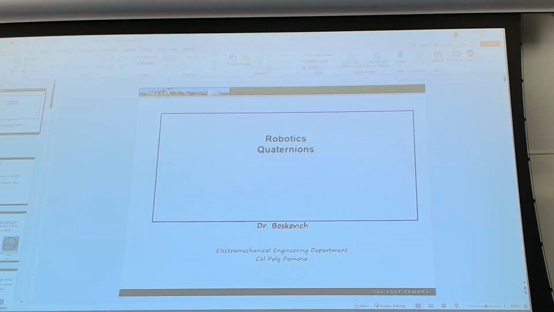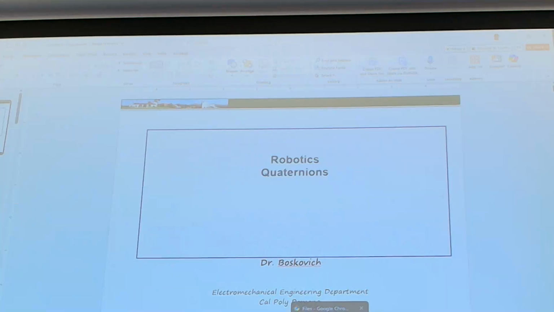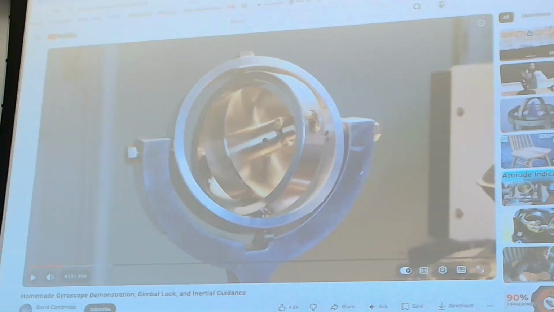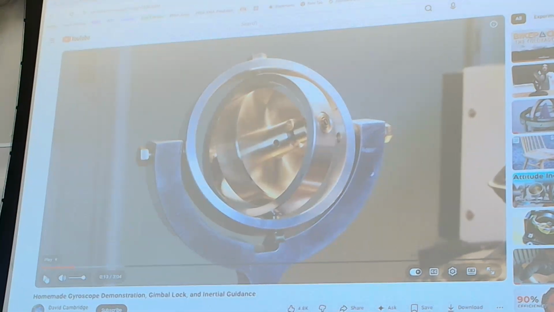Another problem we have, I'm going to start off with this little video. It's kind of a cool way to see it. First of all, this is a homemade gyroscope; this guy made it in his shop at home. I mean, I'm just jealous.